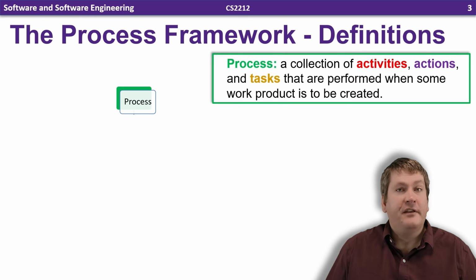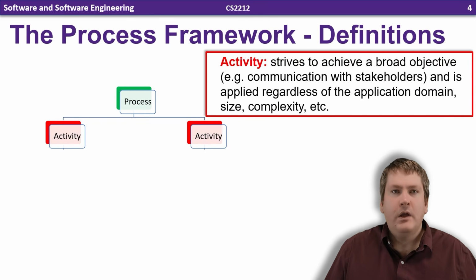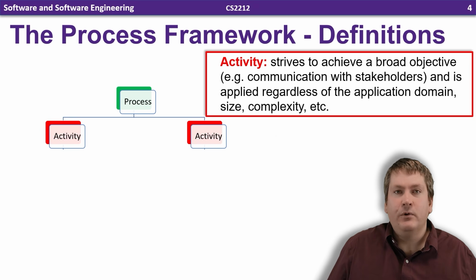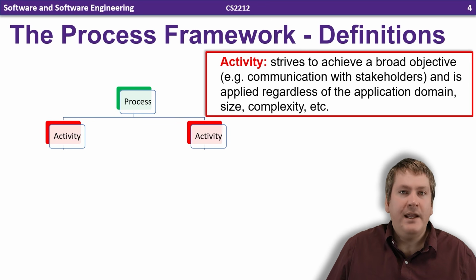You can think of the process framework as a hierarchy, with each level being a collection of more detailed items. At the top, we have a process, which encompasses all activities, actions, and tasks that will be performed when some work product is to be created. Under process, we have the framework activities. Each activity strives to achieve a broad objective, such as communicating with stakeholders and end users, and it's going to be applied regardless of the application domain, size, or complexity of your project.